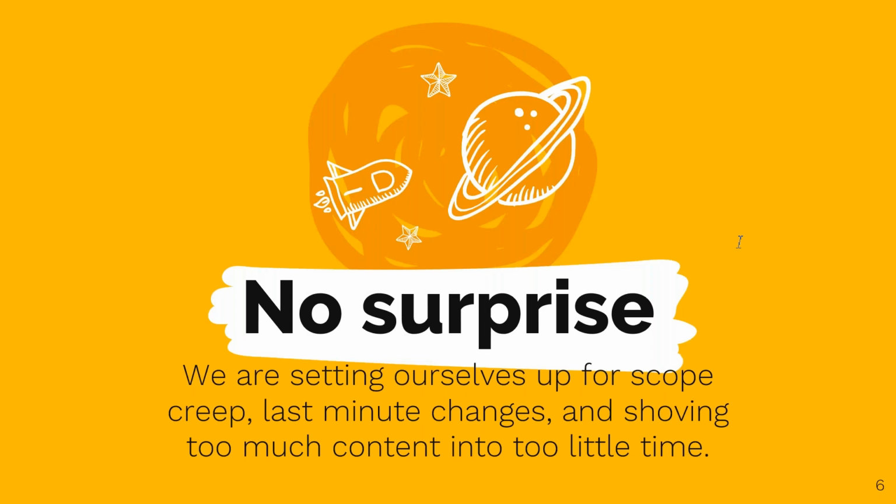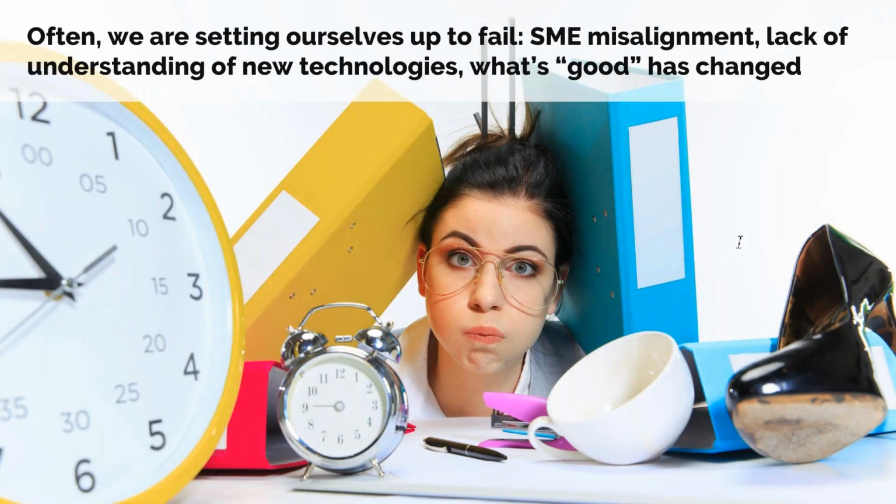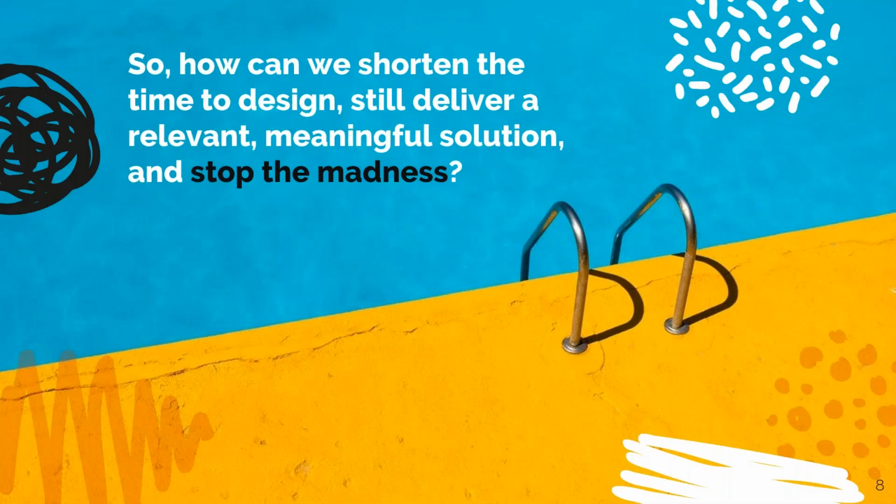We set ourselves up for scope creep problems, last minute changes, and then of course, our SMEs who believe everything needs to be included. We're putting 10 pounds of stuff into a 5-pound bag. And it's like, how do we get around that, right? Because typically we're setting ourselves up to fail. There's SME misalignment, our stakeholders might not understand new technologies, and we don't have a lot of great models about what good looks like. And so how can we shorten the time to design and still deliver that relevant, meaningful solution, and frankly, stop the madness?